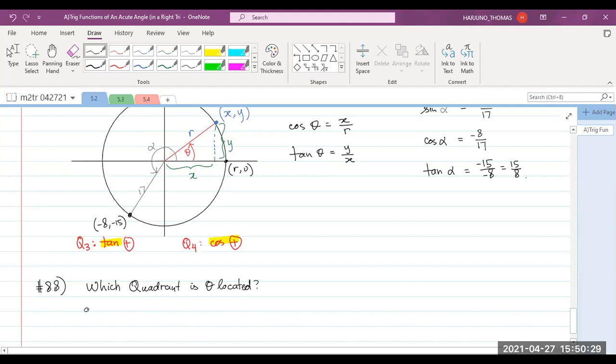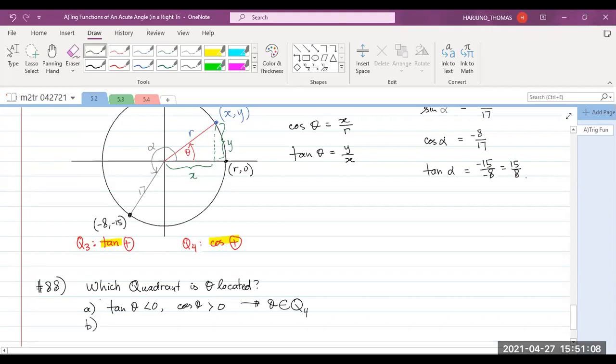Part A. If tangent is negative, yet cosine is positive, tangent negative, cosine positive. Now cosine positive only in quadrant 4. So theta is in quadrant 4.